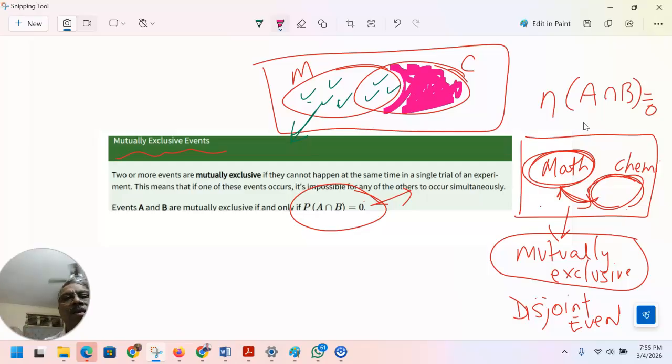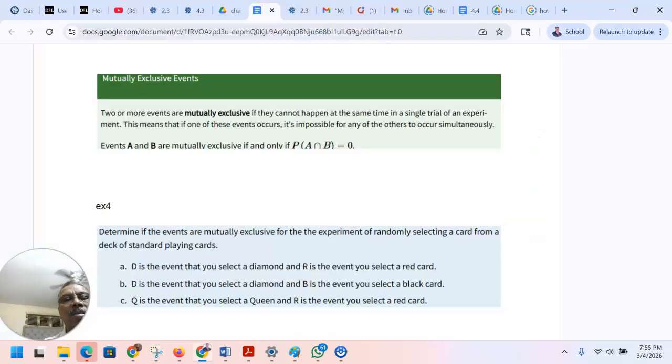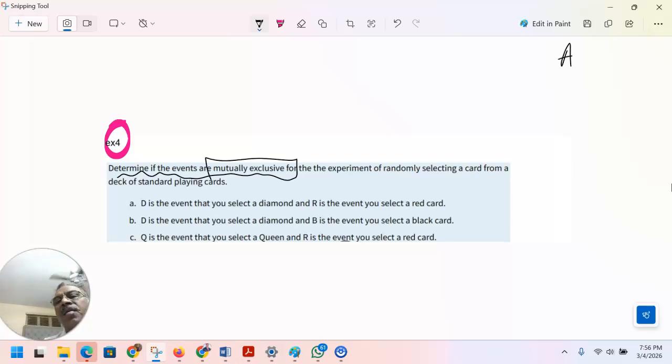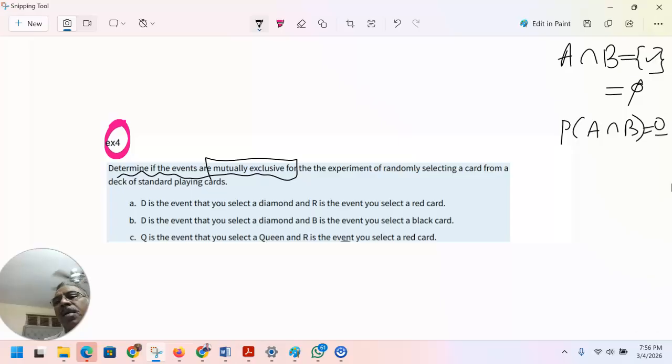So let's go straight to the problem. Example number 4: determine if the events are mutually exclusive. First of all, either you say A intersection B has nothing common, it's like an empty set. We can also write probability of A and B, because it is empty, there's nothing here, right? So it is zero out of the number in the sample space. So eventually this is zero.